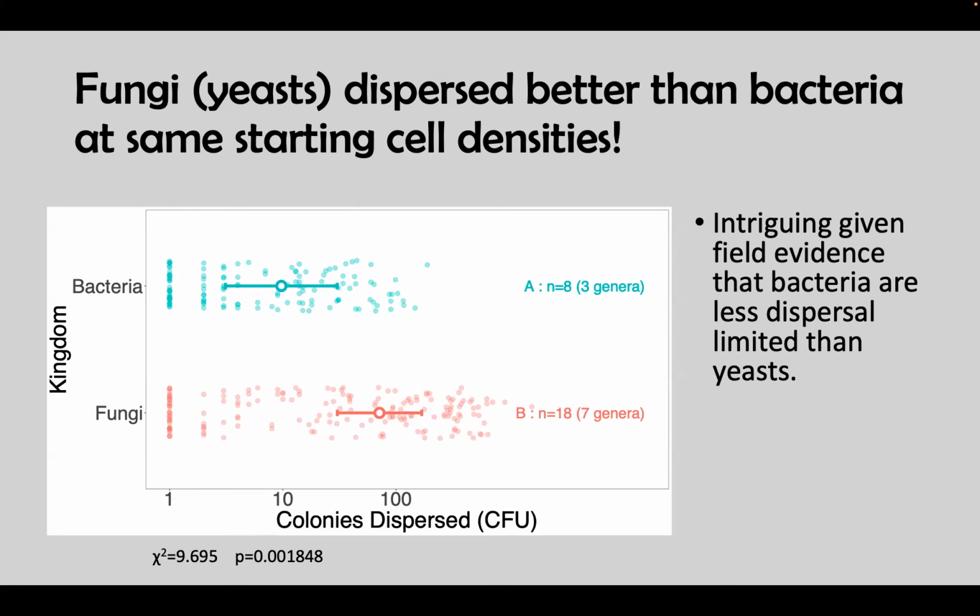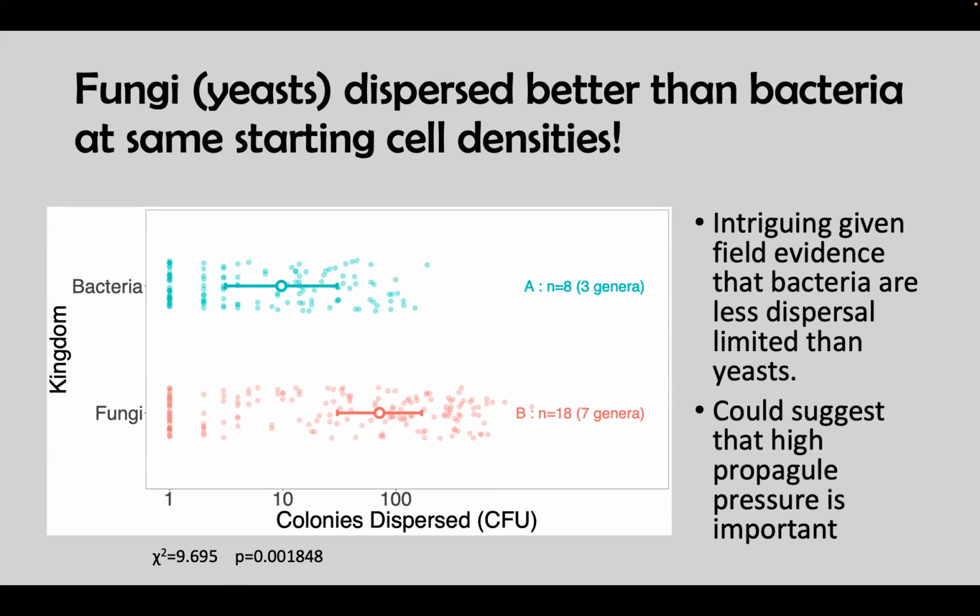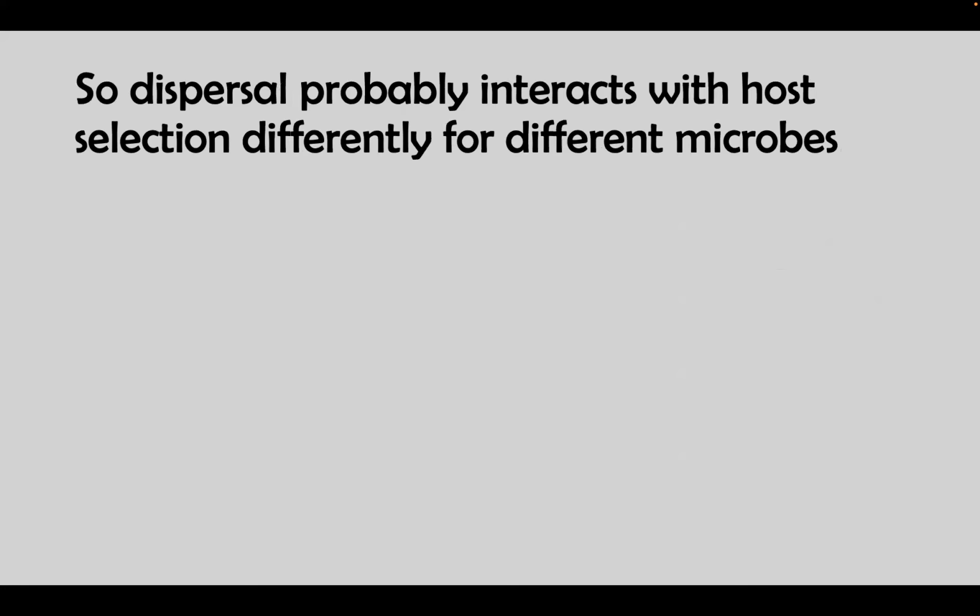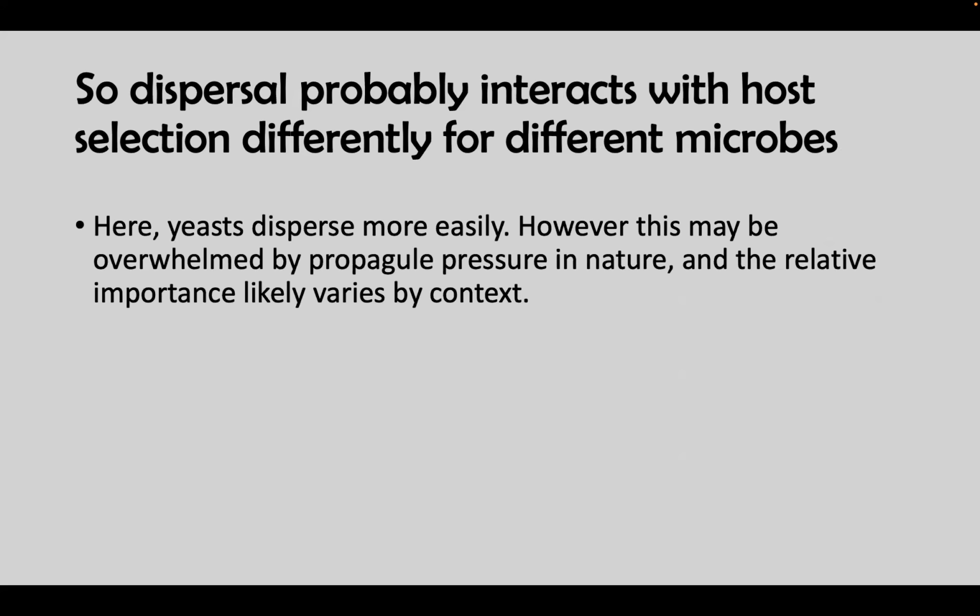But I think this could suggest that propagule pressure is really important, right? Because the thing I told you was that we standardize cell densities, and bacteria grow to much higher cell densities than fungi in natural populations, often two or three or four orders of magnitude more than fungi. And so we've got to figure that out. I think this is a new assay, but we're figuring it out. And what I think this probably means is that dispersal probability from the microbe's perspective interacts with host selection differently for different microbes. Here, yeasts are dispersing more easily, but this could be overwhelmed by propagule pressure in nature.